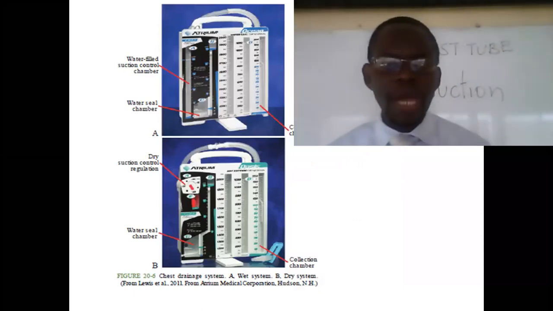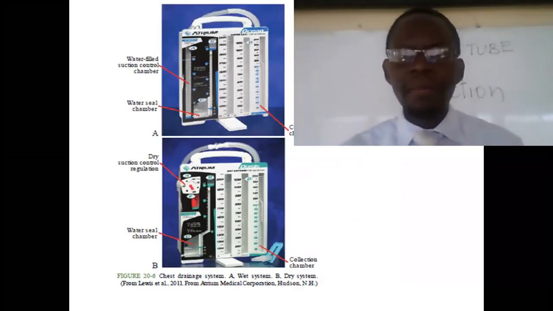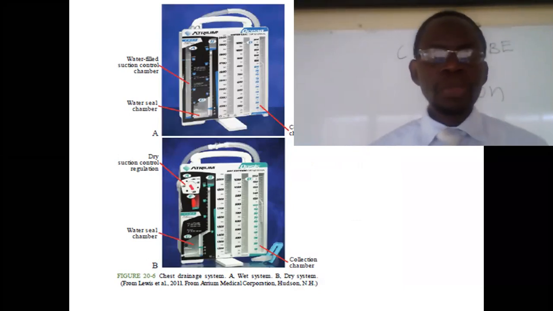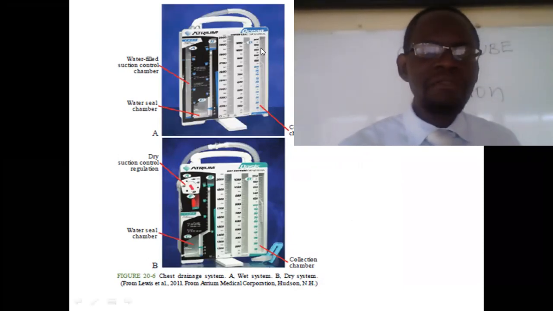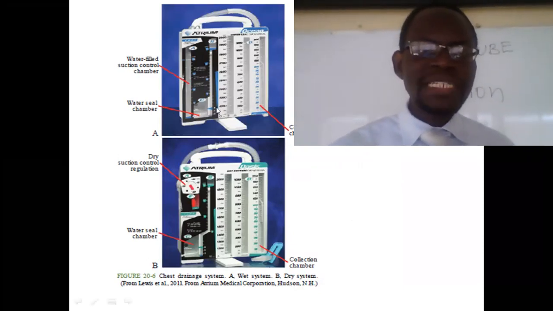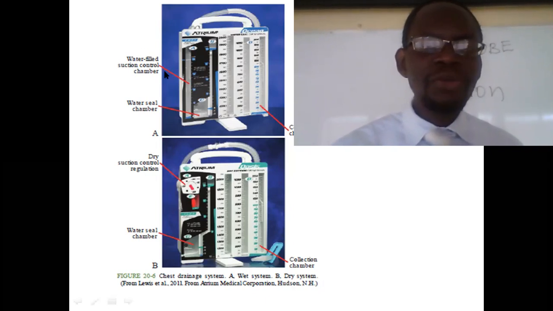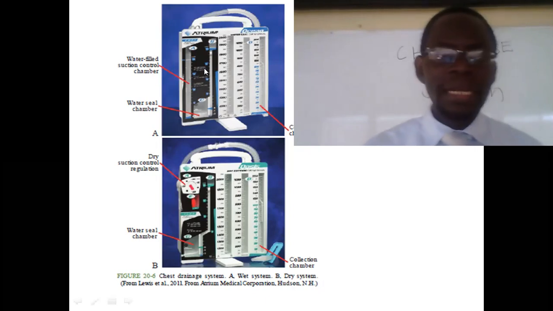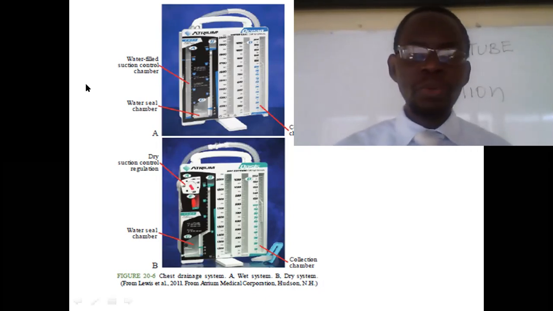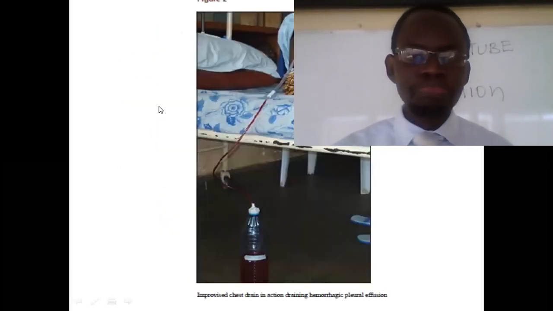We have a collection chamber, and the collection chamber is here. We have a water seal chamber, and then the suction chamber. So it's a 3-in-1 compartment.